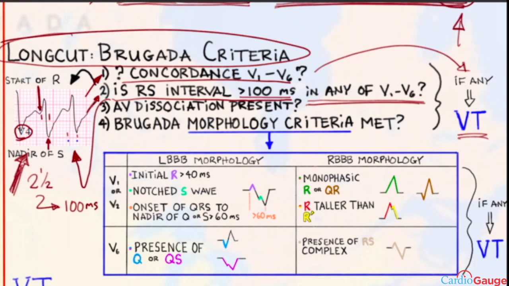After looking at number two, go to number three. Is there AV dissociation present? If so, VT. And if you've had none of these three things here, then you've got to go on to number four, which is kind of a doozy. And that's the Brugada Morphology Criteria. So if any of the Brugada Morphology Criteria are met, then you're dealing with VT.